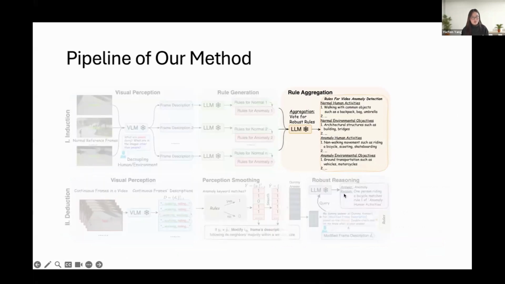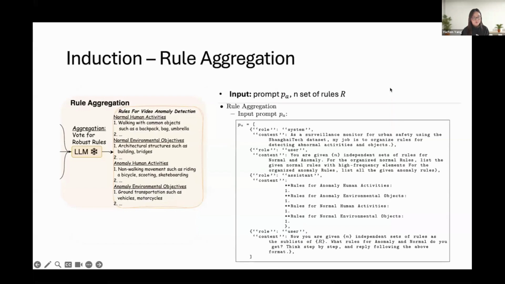So now we will have a bunch of rules. Oh, I forgot to mention that in the previous step, we have independently sampled different sets of frames, and for each set of frames, we derive a set of rules. Then in this rule aggregation stage, we aggregate those rules into one final set of rules used for deduction. The reason is to mitigate the errors in the previous step.